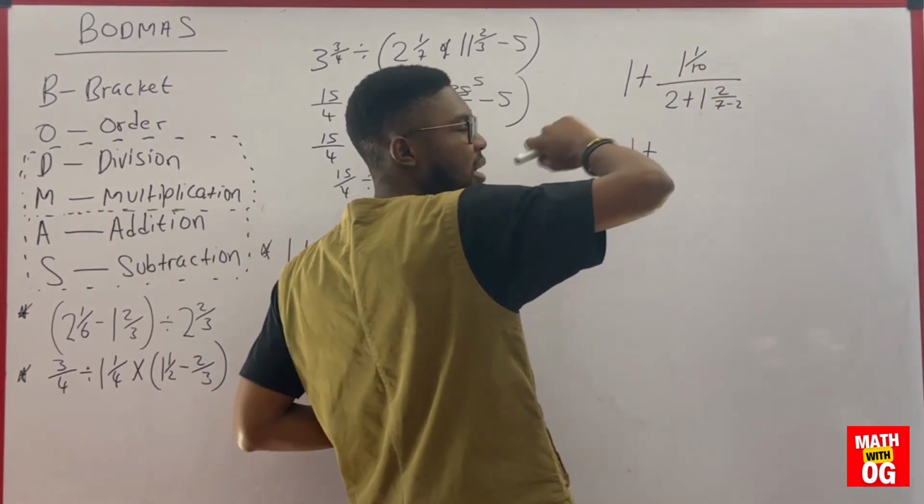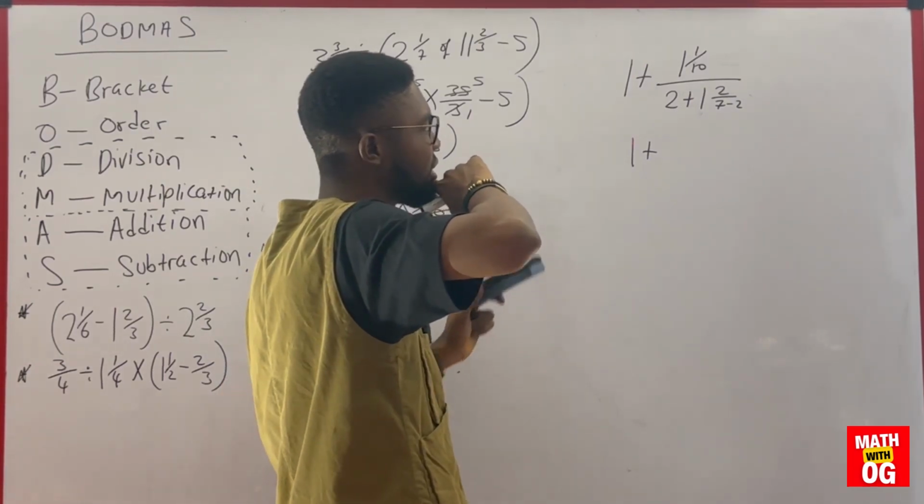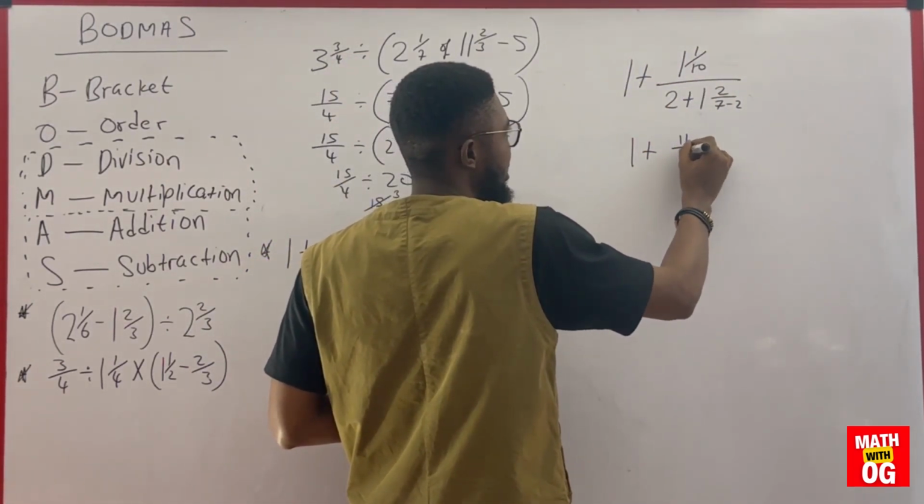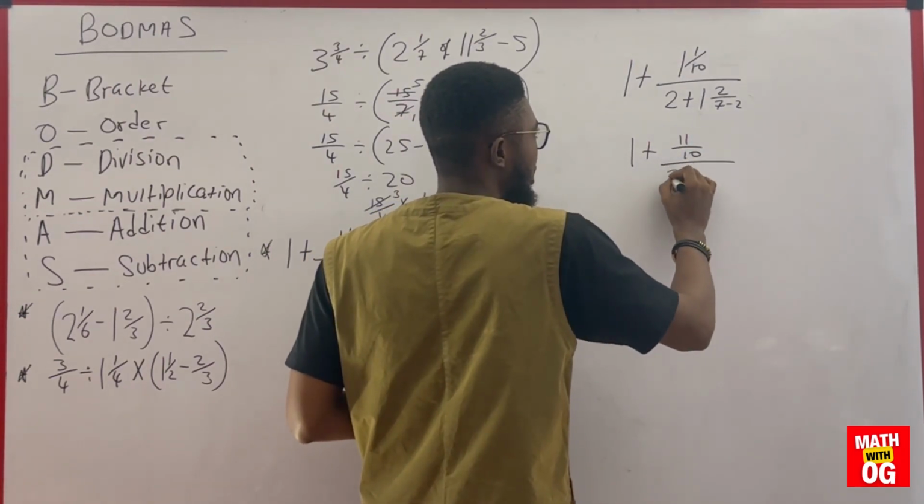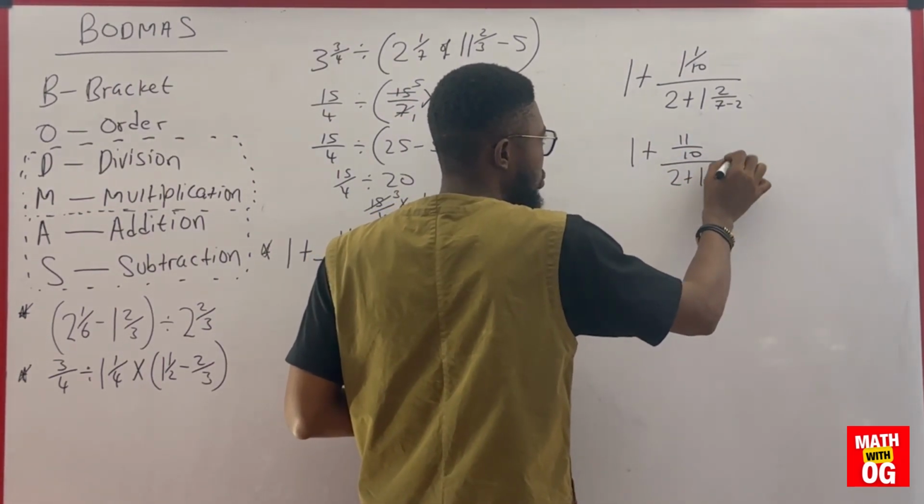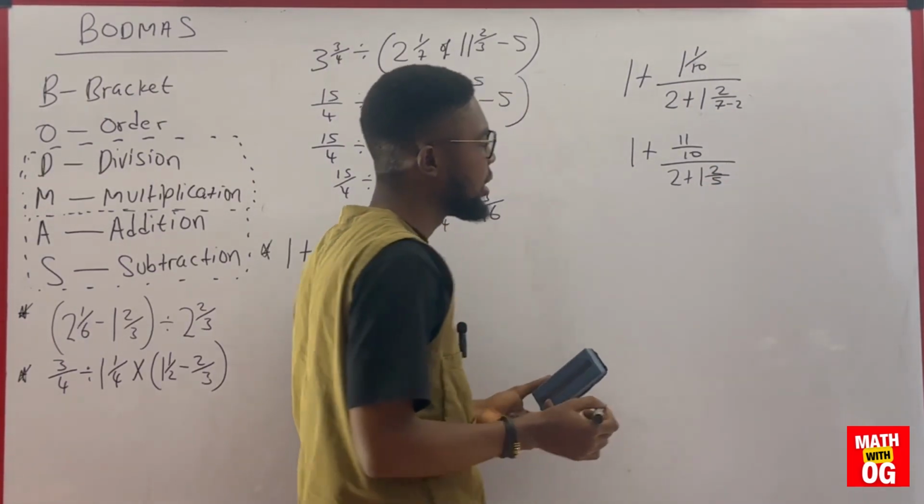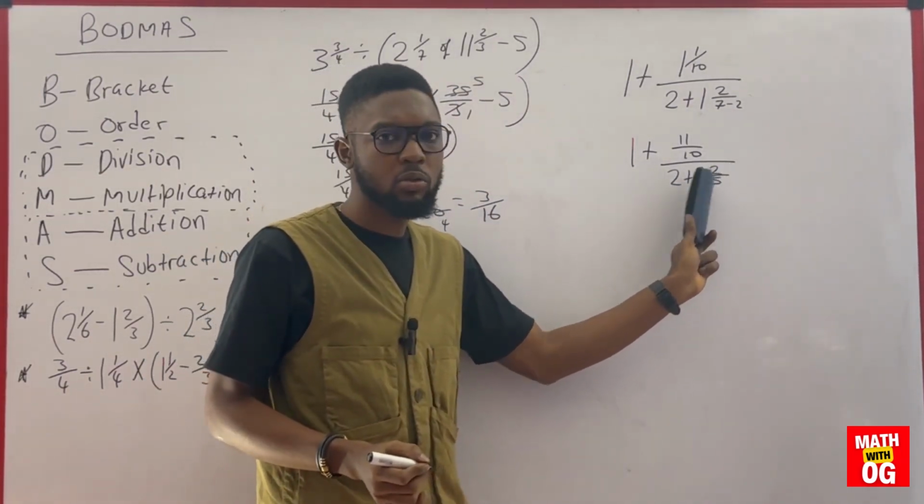I don't like this guy in mixed fraction. Let's change to improper fraction. 10 times 1 is 10 plus 1. We have 11/10, representing that, all over 2 plus 1 whole number 2 all over 7 minus 2 is simply 5. Now we have 2 plus 1 whole number 2 over 5.